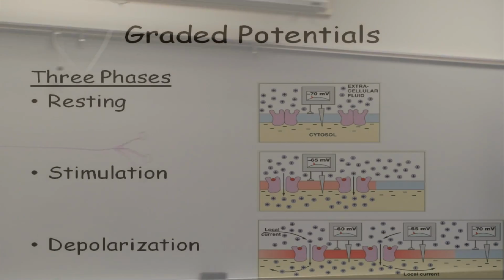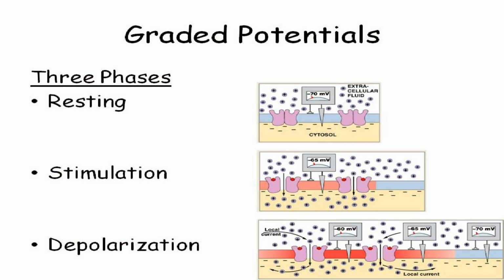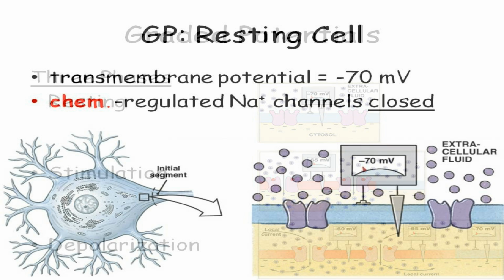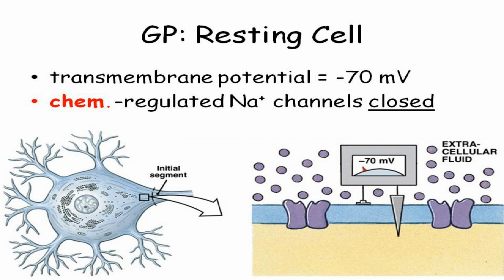What's going on with the graded potential? There are three phases of the graded potential. The first phase is the cell is minding its own business. It's resting, at its resting membrane potential. If you took a little meter and stuck one little probe on the inside, one little probe on the outside, it would read about minus 70 millivolts.